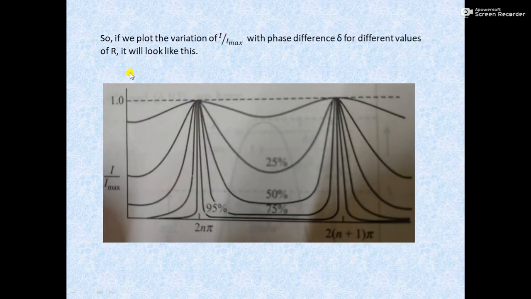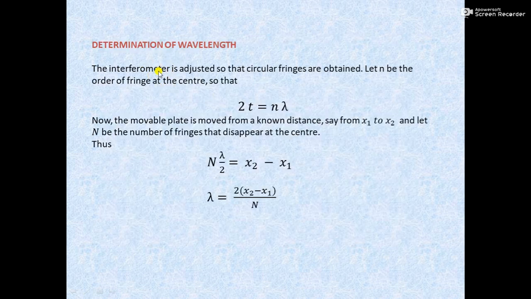And if we plot the variation of I/I max with the phase difference for different values of r, it will look like this. For 25%, we have a wide δ value, and as we go on increasing the reflectivity to 50%, 75% and 95%, we have seen that the δ value decreases to small values and the maxima becomes sharper. Using this interferometer, we can determine the wavelength of light that is used in the interferometer.